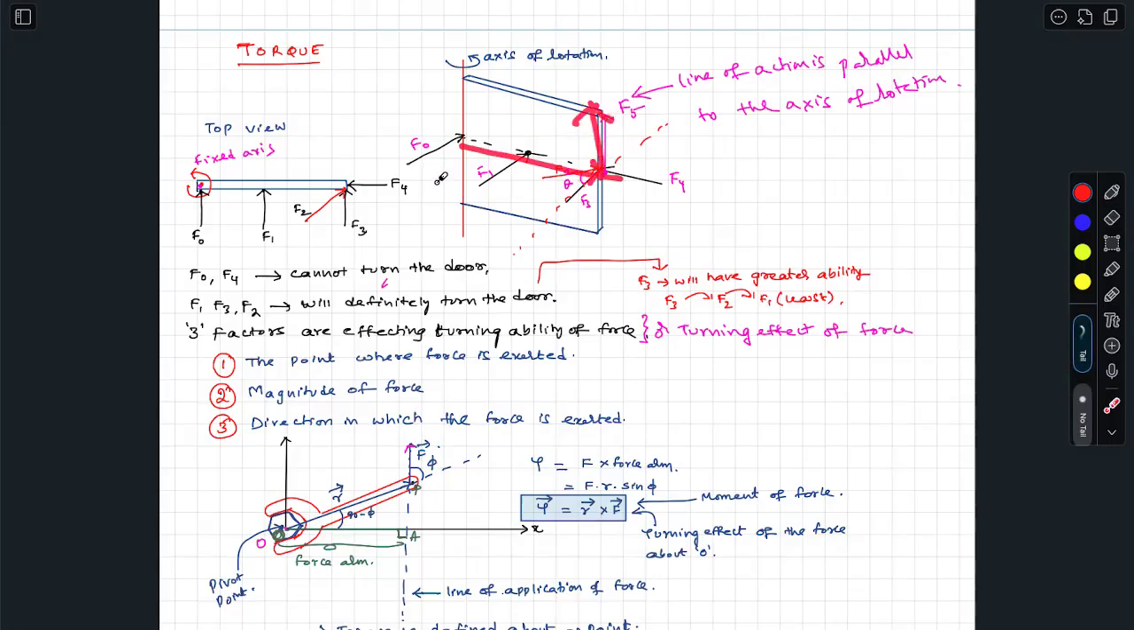R bar cross F bar is strictly perpendicular to the axis of rotation. Yes or no? R bar is in this direction. F bar is in this direction.